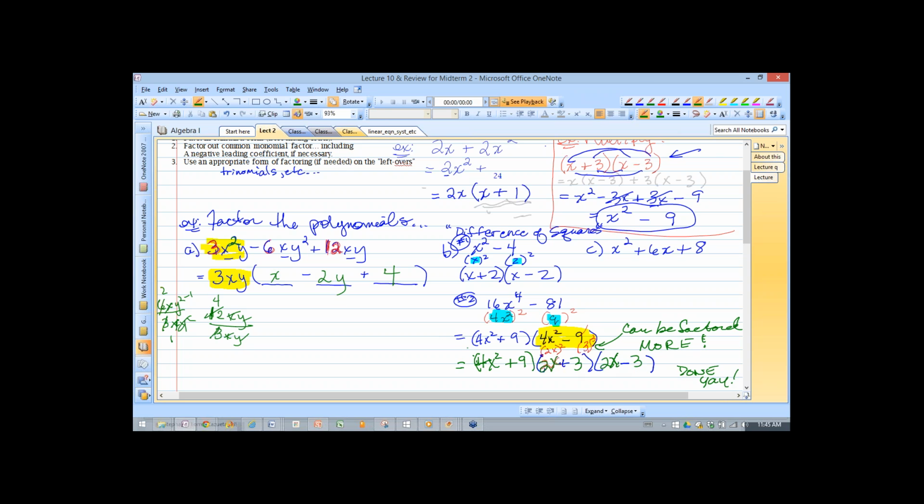So this would be my answer on this one. Now that's completely factoring. You want to check to make sure every part, every factor in your factorization is itself completely factored. So that's just something you keep your eyes on.